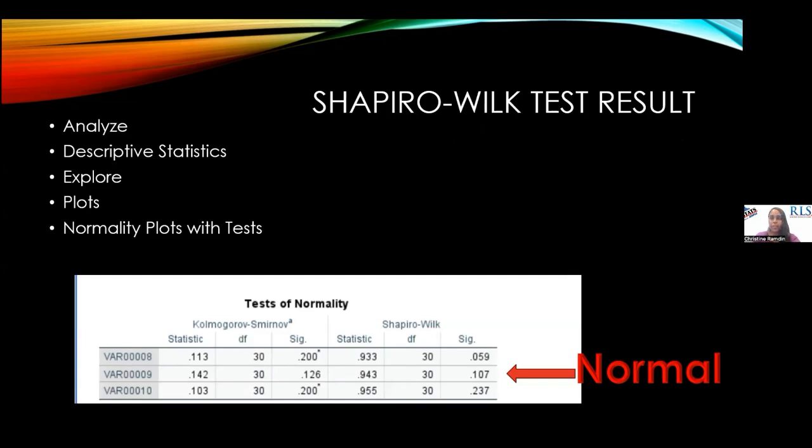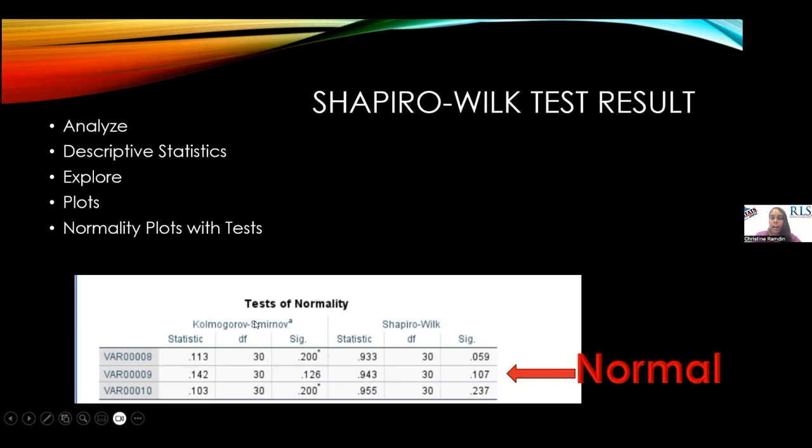As a reminder, these slides are shared with you in that Google Drive, so you have this at your disposal whenever you're doing this. You run the Shapiro-Wilks test, and it tests your normality for each of your three variables. I have them labeled here as variable 8, 9, and 10. With the Shapiro-Wilks test, if the p-value is greater than 0.05, that means the data set is normal. If it's less than 0.05, it means the data set is not normal.